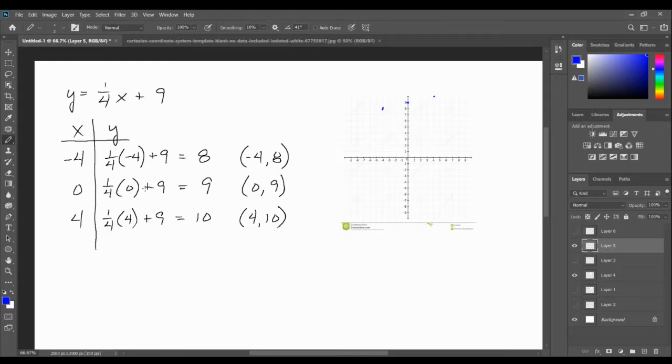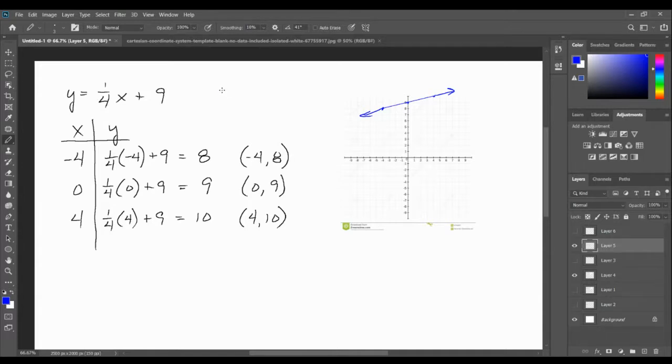And so now all I need to do is connect the dots, basically. And I would, of course, extend that out and put arrows on either end to show that it keeps going forever. But that would be the function of this particular, if we graph y equals 1/4 x plus 9, we get that particular graph. That's going to work all over the place.